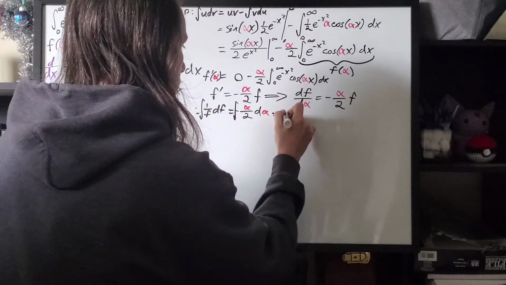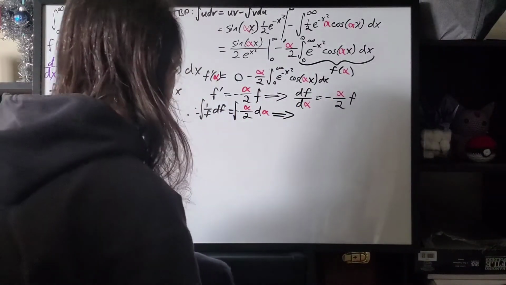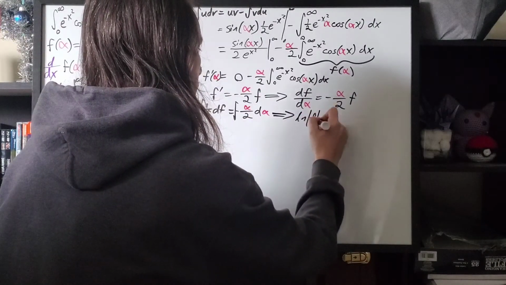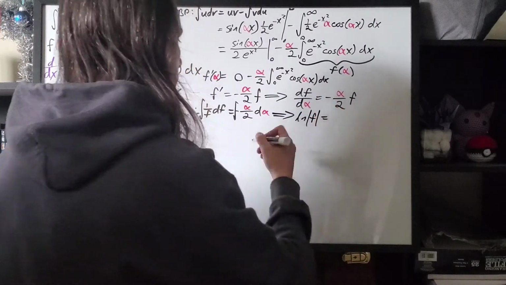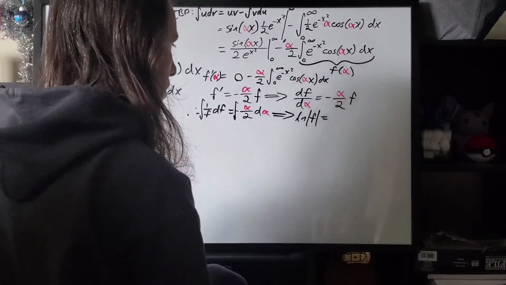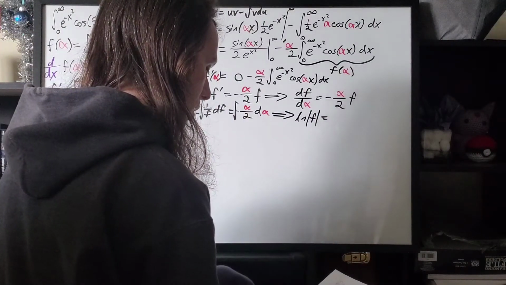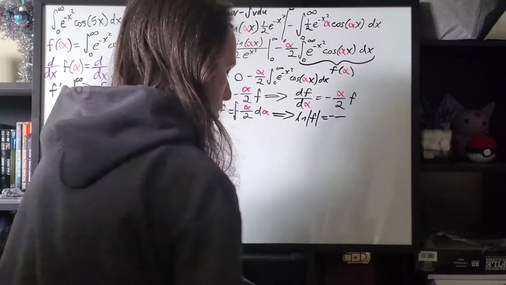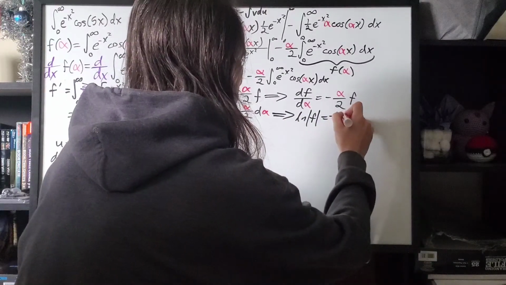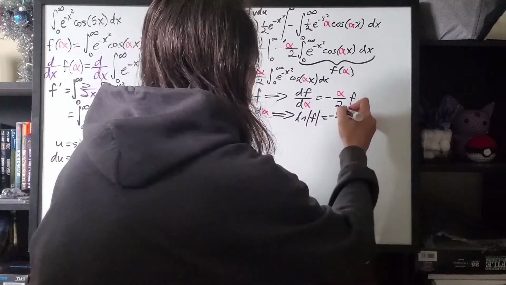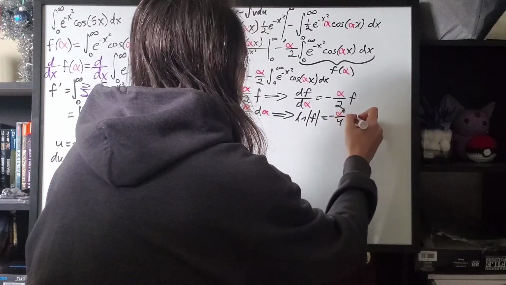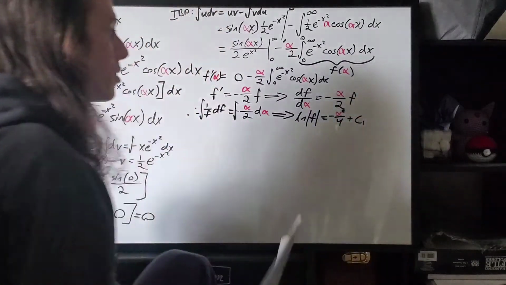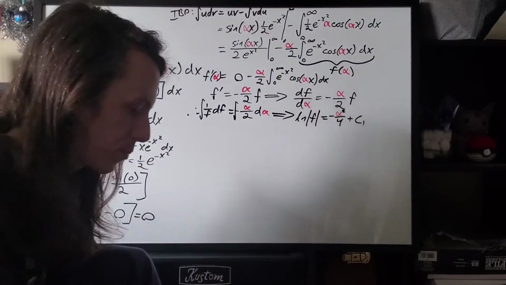we get the integral on the left side is just going to be the natural log, absolute value of the function. And the integral on the right side is, what do we have here? So negative alpha squared over 4. And it's not a bound integral, so we have to add in our constant of integration plus c.